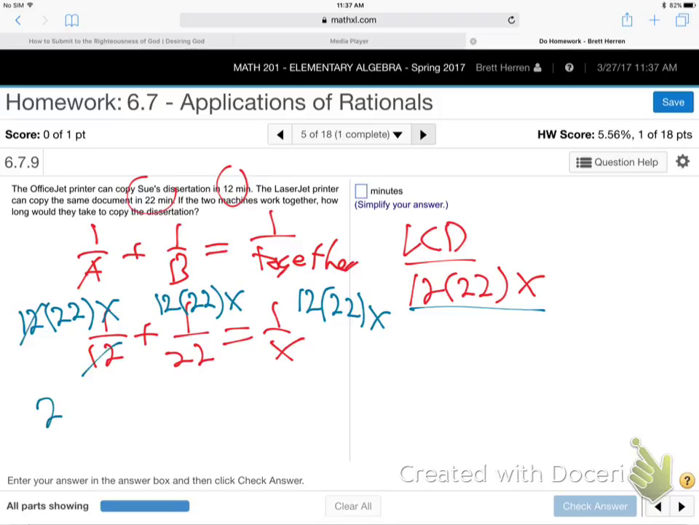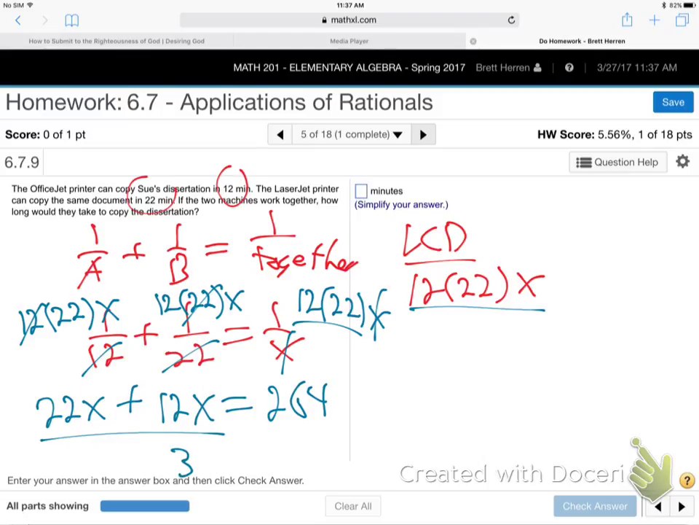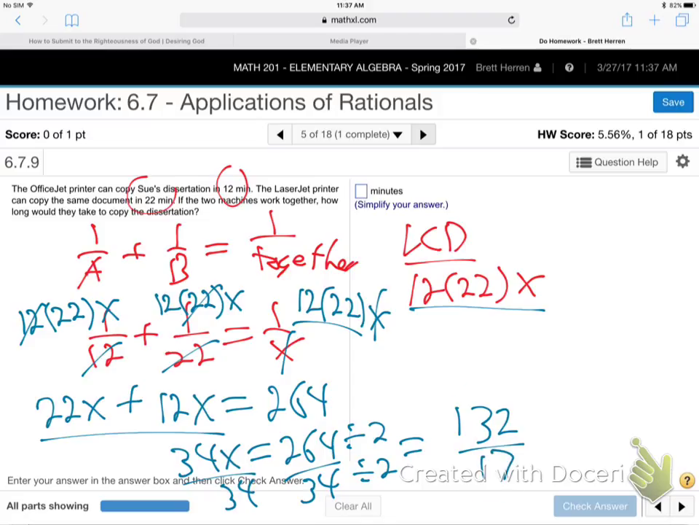12, 12, what's left? 22x. Cross cancel 22, 22, what's left? 12x. Cancel x, x. 12 times 22? 264. Thank you. Add these together, what is that? 34x. 264 divided by 34. Your calculator can reduce it. Was it 132 over 17? Yeah, there it is. Or some decimal, 7 point something. 7.7.